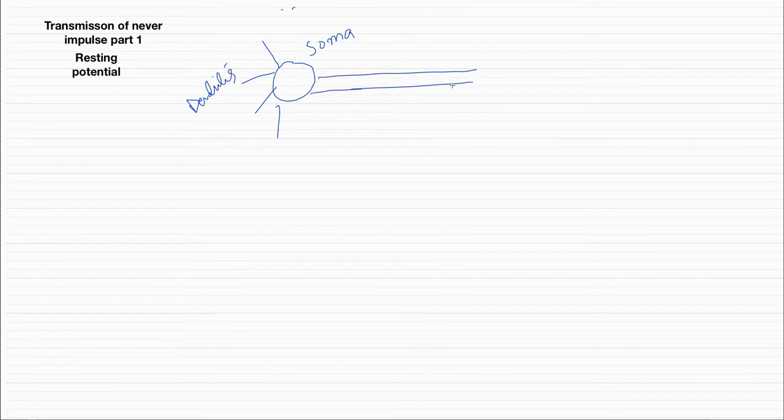So let's begin. Just for a quick review, let's draw a rough sketch of a neuron to refresh our memory. This is the soma, these are the dendrites, and this is the axon. And here you have some terminals, the axon terminal. So this is the axon, this is the terminal.